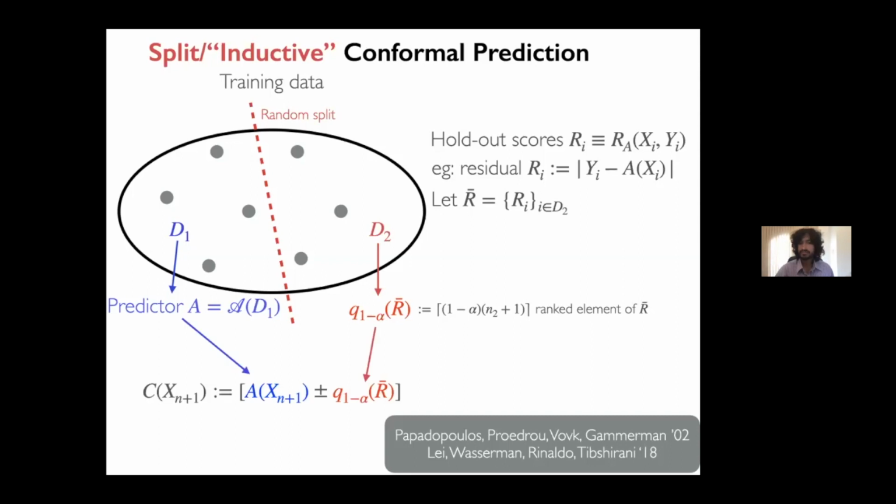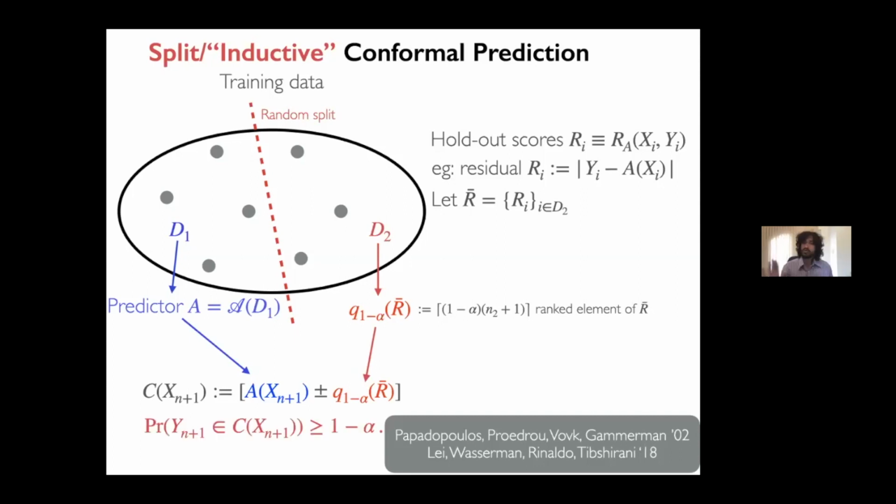And then you combine them. C of x_{n+1}, my prediction set, is going to be centered at my point prediction, A of x_{n+1}, and I'm going to add and subtract the 1 minus alpha quantile of R bar. In some sense, this Q_{1-alpha} of R bar is supposed to tell me, out of sample on a new point that A has not seen, how much variation is expected. With high probability, about Q_{1-alpha}. That's how much I'm going to add and subtract.